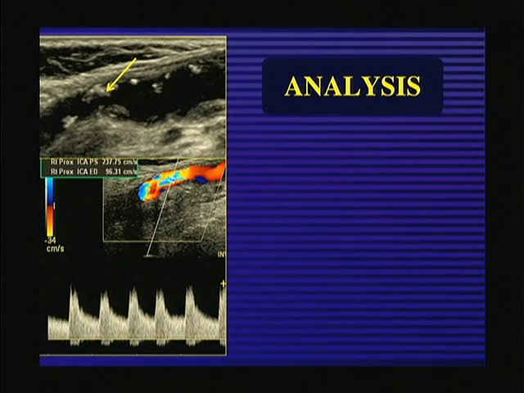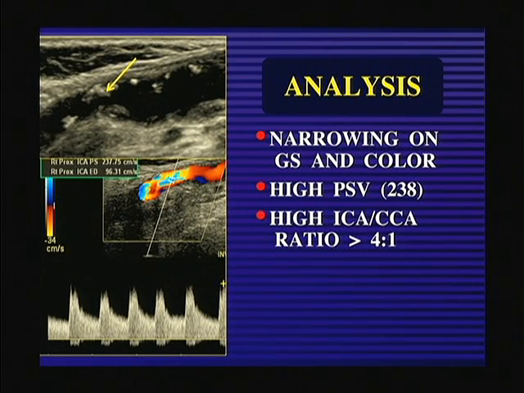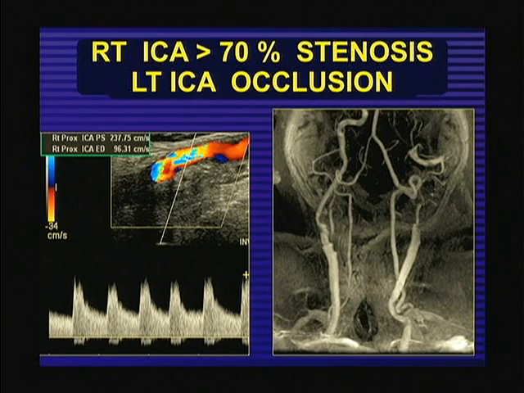So analyzing the case, again, narrowing on the grayscale and on the color display, high peak systolic velocity, high ICA to CCA ratio greater than 4 to 1. So we lean toward it being a significant stenosis rather than just being related to compensatory flow. Here is the MRA, which shows the occlusion on the left side and the high-grade stenosis on the right, considered greater than 70%.